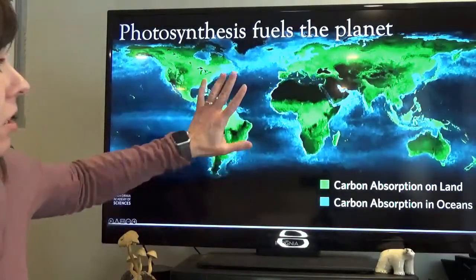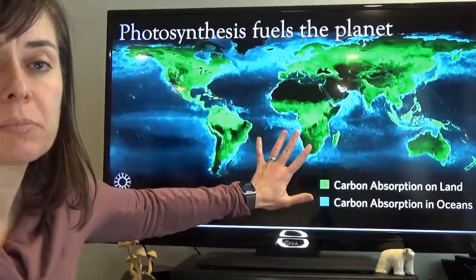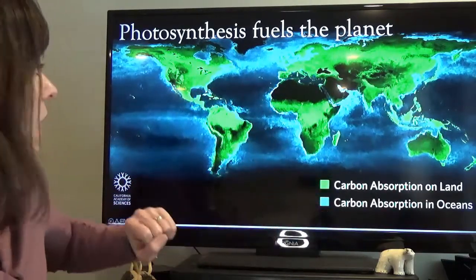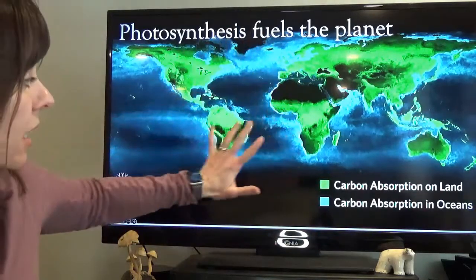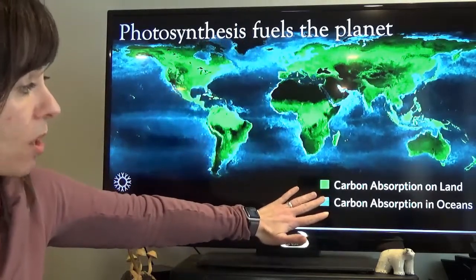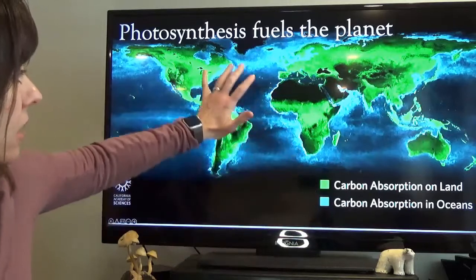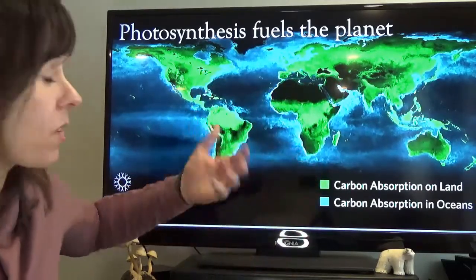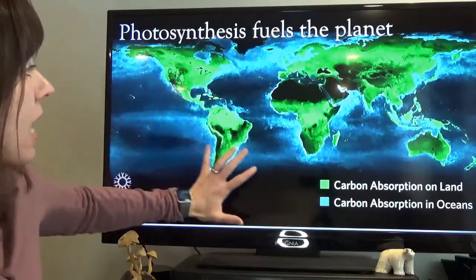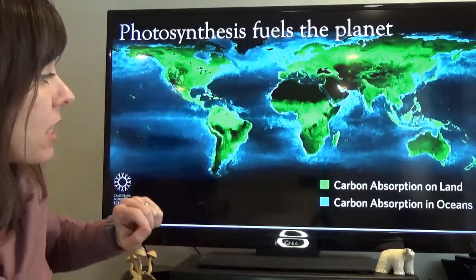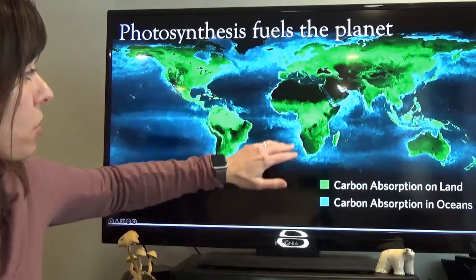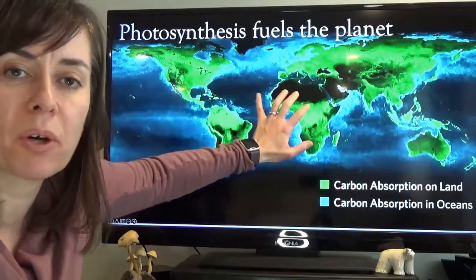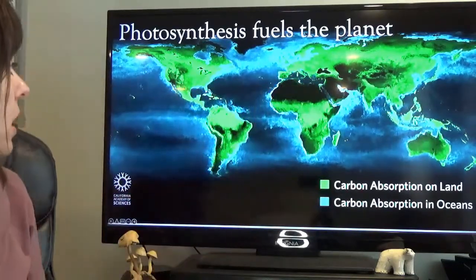Okay, but of course, for most of the planet, it is photosynthesis that fuels life. So this is a satellite-based image that shows carbon absorption on the land and in the oceans, based on spectral reflectance measured from satellites. And so you can see how much activity there is in terms of carbon absorption, and also places that don't have any. So here are those deserts we learned about a couple of weeks back, for example.